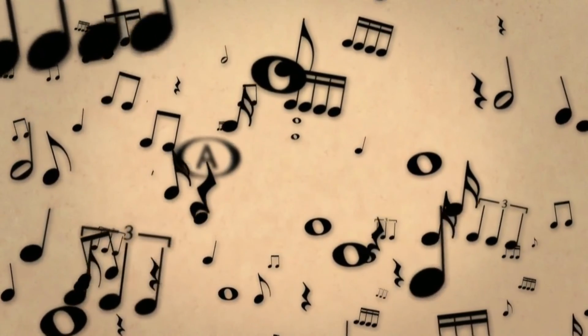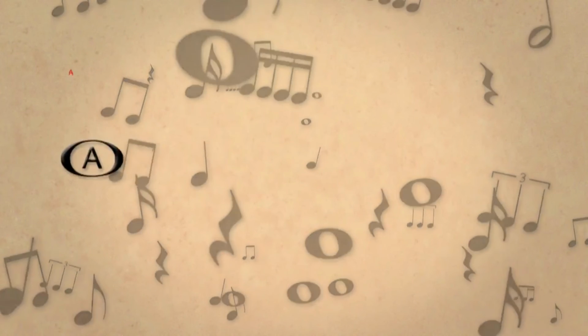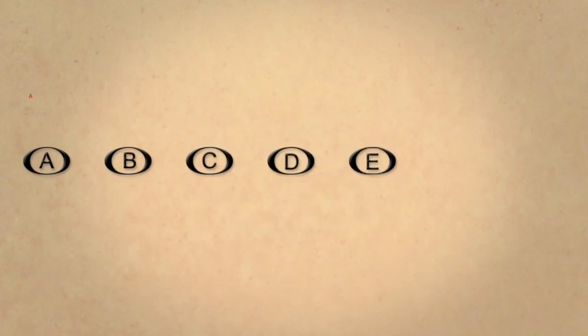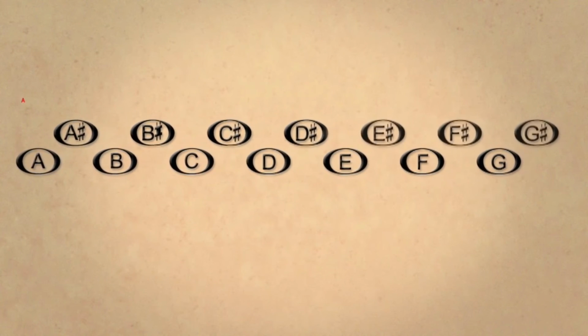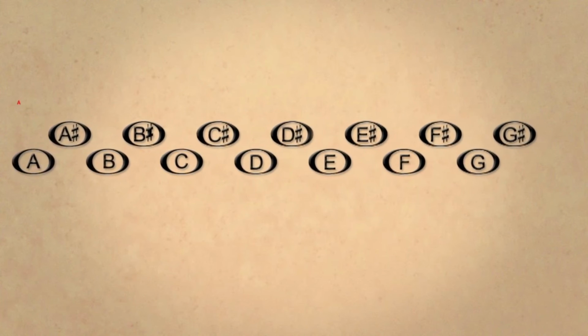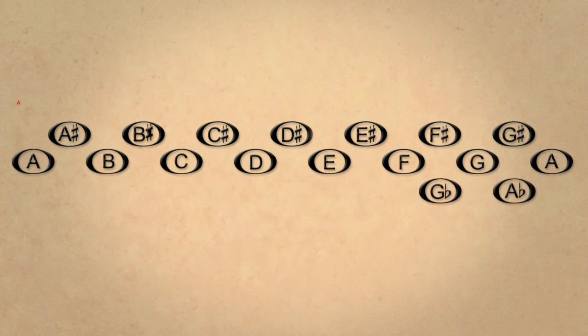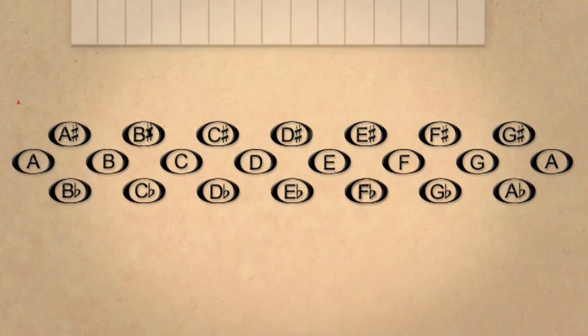We have learned that there are 7 names to all the notes, A, B, C, D, E, F, G. We can now add to that list of 7 all the notes with sharps and flats. So an A, then there could be an A sharp, B, B sharp, C, C sharp, D, D sharp, and so forth. The same with flats, A flat, G, G flat, F, F flat, and so forth.